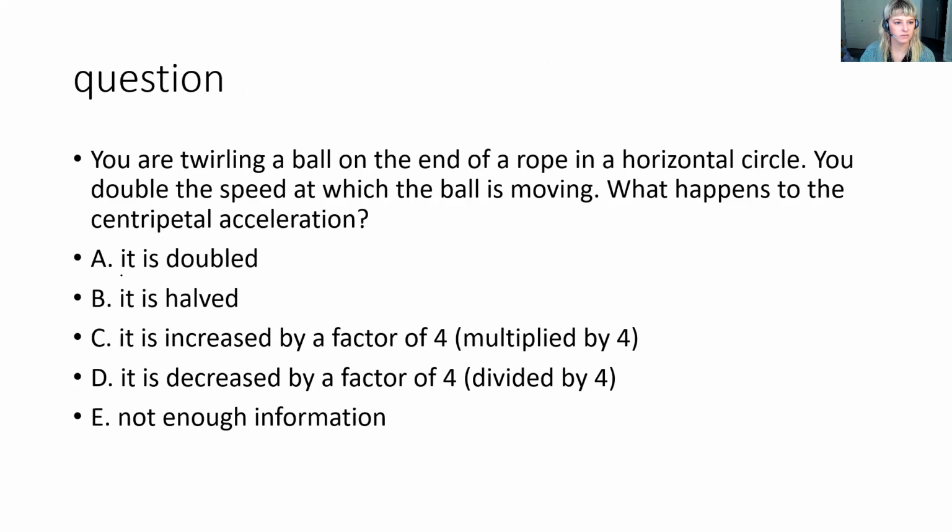So I have a question for you. You are twirling a ball on the end of a rope in a horizontal circle above your head. Double the speed at which the ball is moving. What happens to the centripetal acceleration? Is it doubled? Is it halved? Is it increased by a factor of 4, decreased by a factor of 4, or not enough information? Pause the video, make your selection, and then we'll talk about it.